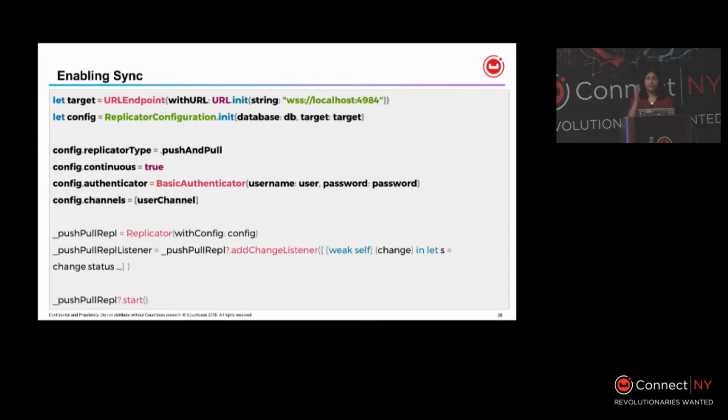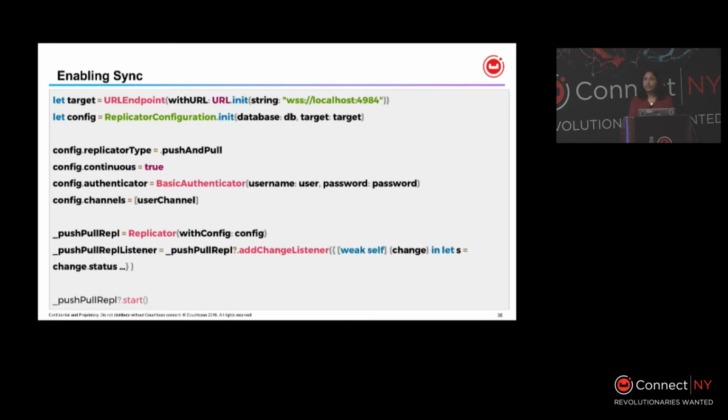Channels, right? I'm only interested in a subset of documents. You can do that by tagging your documents on the Sync Gateway using channel IDs, and then you are only interested in getting documents based on the channels. Then you create a replicator with that specific configuration.